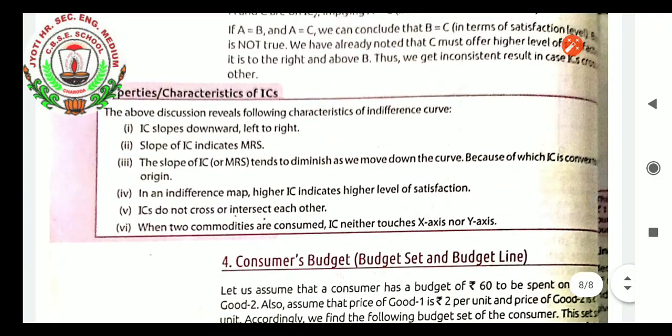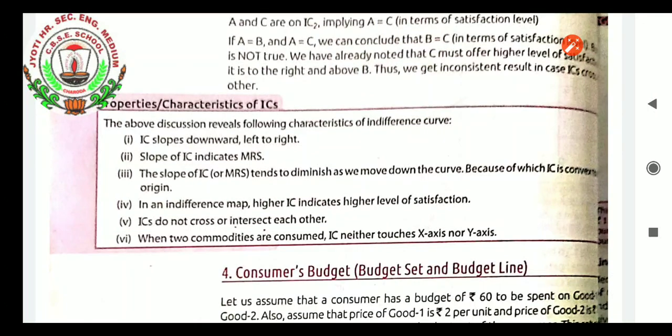Properties and characteristics of ICs. What are the properties and characteristics of IC? The above discussion reveals the following characteristics of the indifference curve. Very first, IC slopes downward from left to right. The slope of IC indicates MRS, the marginal rate of substitution. Because of that only, the slope is going downward. The slope of IC tends to diminish as we move down the curve. I showed this already in the beginning of the class, because of which IC is convex to the origin.